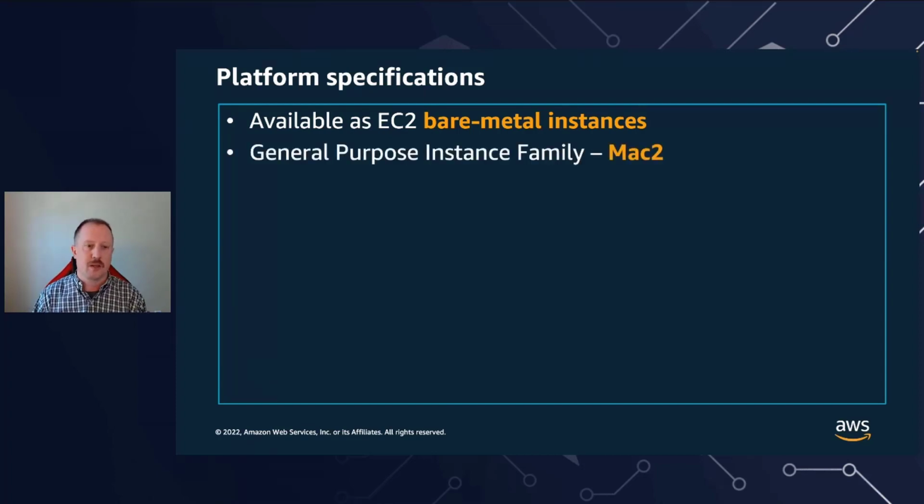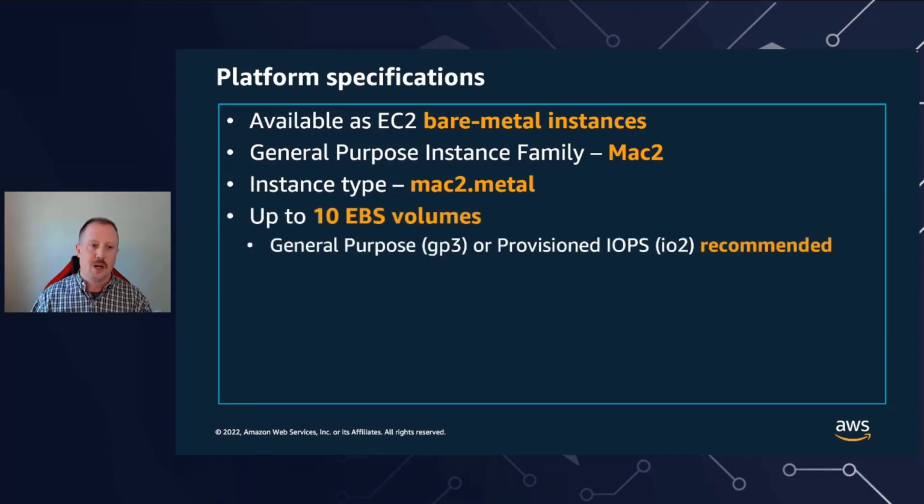These are Mac2 is our nomenclature for them. The previous x86-based generation is Mac1. So the instance type, being a bare metal instance from the Mac2 family, is Mac2.metal. You can have up to 10 EBS volumes connected. Now, the aggregate bandwidth there, like I said before, was up to 8 gigabits per second, but you can have up to 10 volumes. That is 1 boot volume and 9 data volumes. We do recommend using our GP3 or IO2 EBS types just for performance reasons.